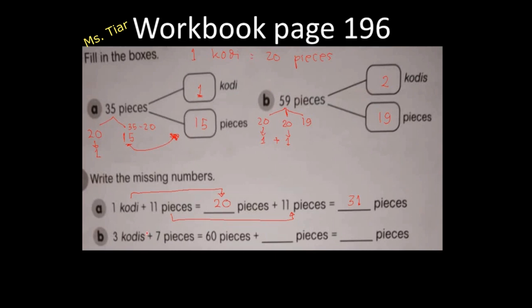3 Codys. Okay, you need to convert it. How? If 1 Cody equals 20 pieces, so 3 Codys means 3 times 20. 3 times 20, we get 60 pieces here. That's why we put 60. And then the 7 pieces, you write it here beside the 60. Now, you add them all. 60 plus 7, you get 67 pieces.